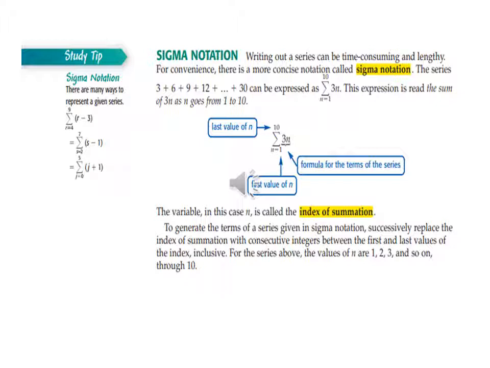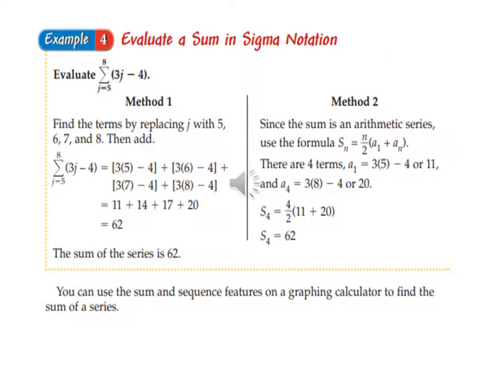To generate the terms of a series given in sigma notation, successively replace the index of summation with consecutive integers between the first and last values of the index, inclusive. For the series above, the values of n are 1, 2, 3, and so on through 10. Now, evaluate a sum in sigma notation.